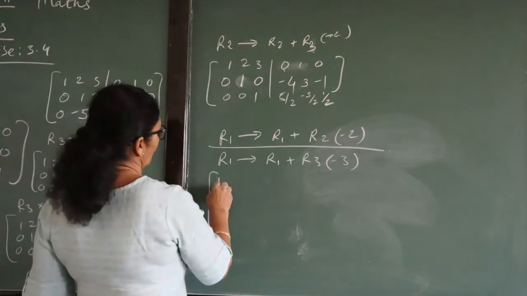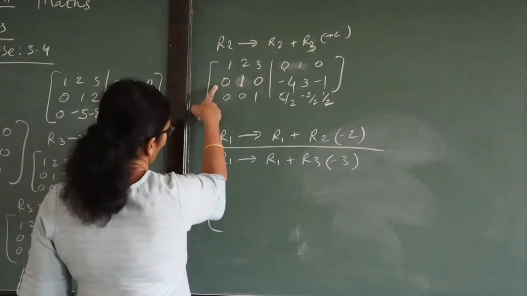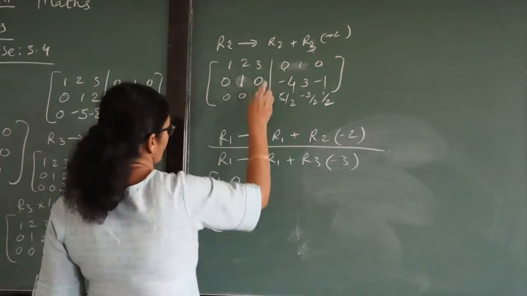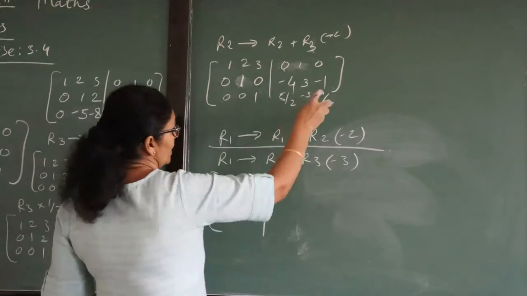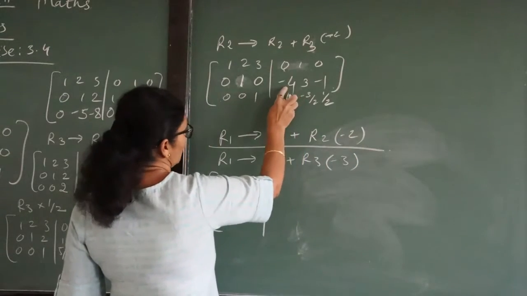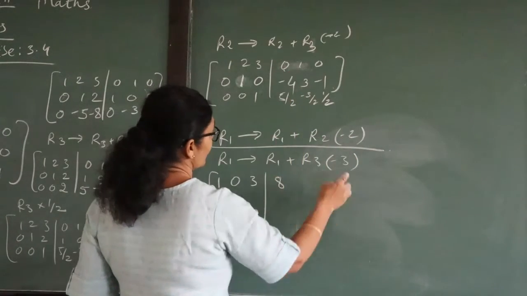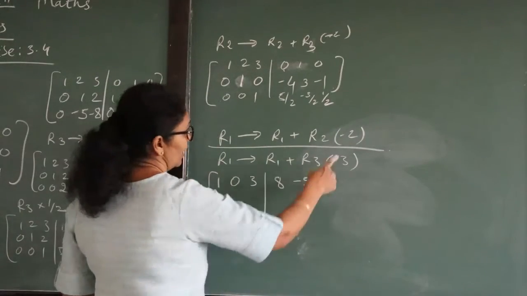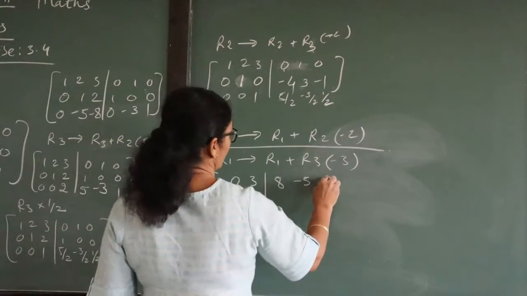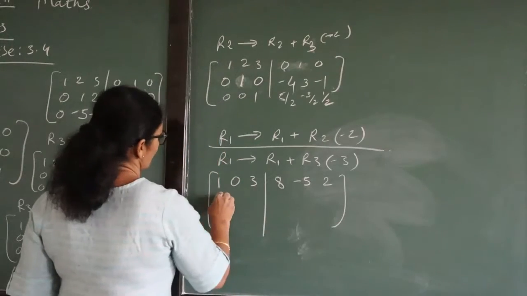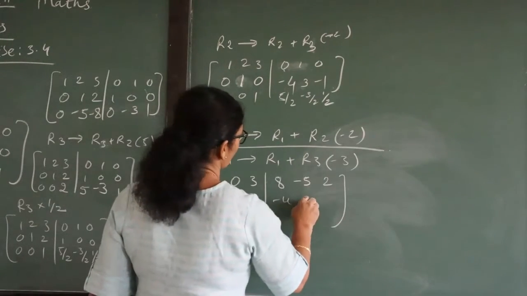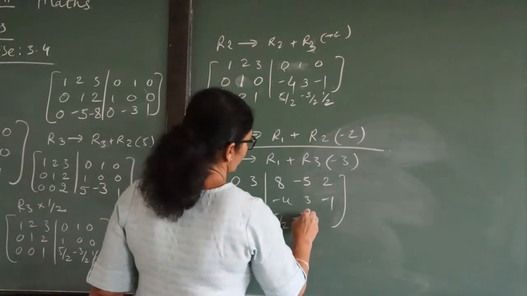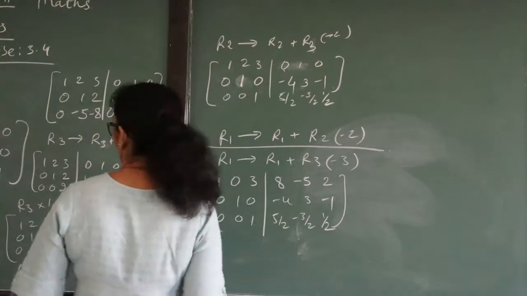So what do you get? 1 as it is, because no need to make a change with 0. This one will be 0, 0 and 3. Now when you multiply with minus 2, 4 2s are 8, so the first term became 8. 3 2s are minus 6, 1 minus 6 will be minus 5. Minus 2 and minus 1 will be plus 2. 0, 1, 0, minus 4, 3, minus 1 as it is, 0, 0, 1, 5 by 2, minus 3 by 2 and half also as it is.